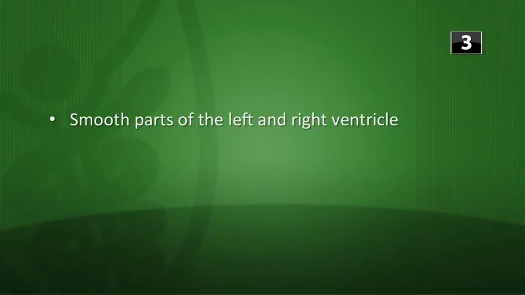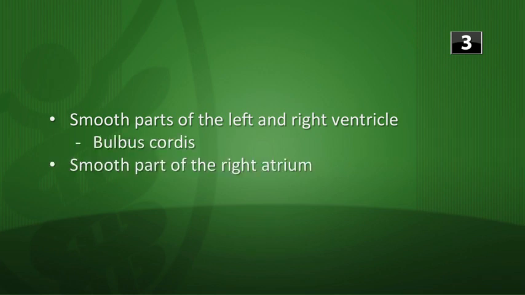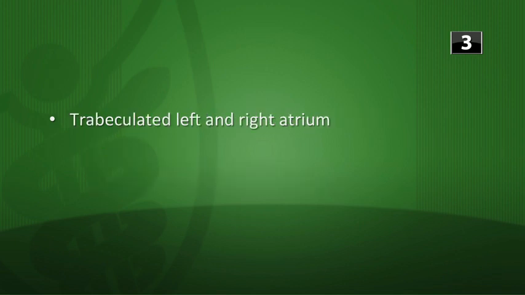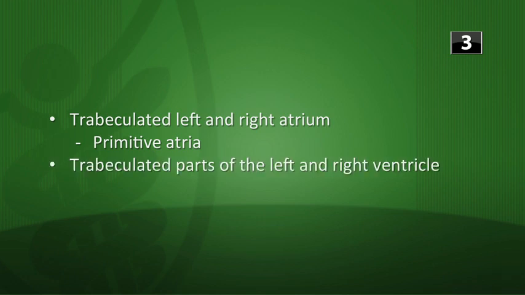Next, which embryologic structure of the heart gives rise to each of the following adult structures? So smooth parts of the left and right ventricle is the bulbus cordis. Smooth part of the right atrium is the right horn of the sinus venosus. Trabeculated left and right atrium is derived from the primitive atria. Trabeculated parts of the left and right ventricle is derived from the primitive ventricle.